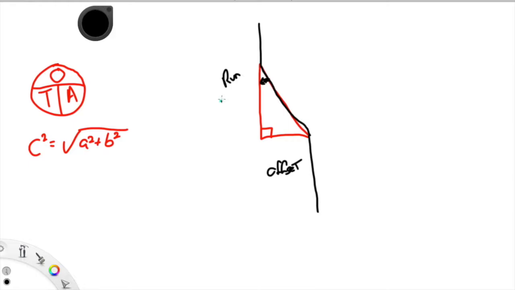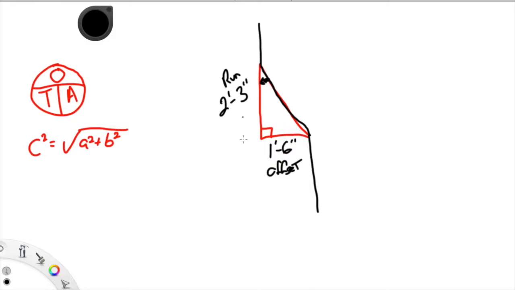So let's get some dimensions on here. We've got, say, 2 foot 3 inches for our run and 1 foot 6 inches for our offset.